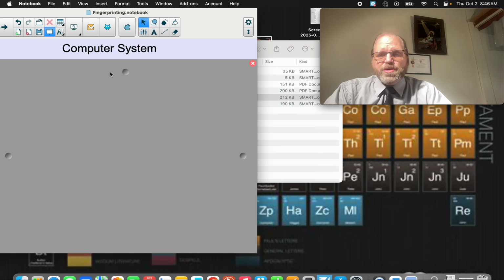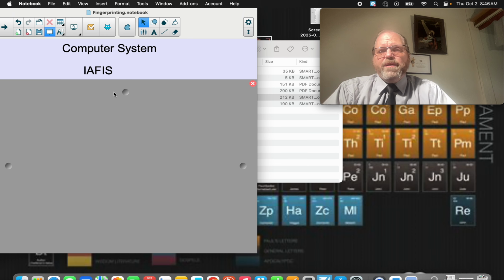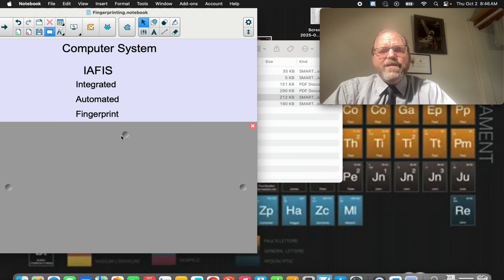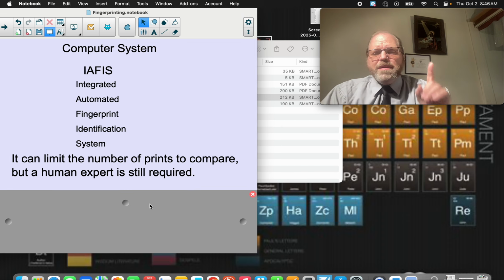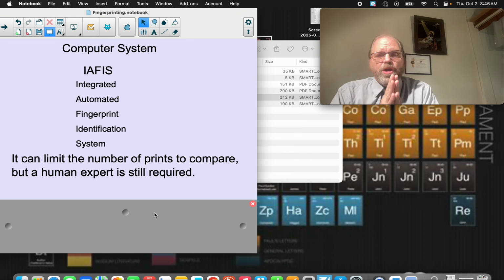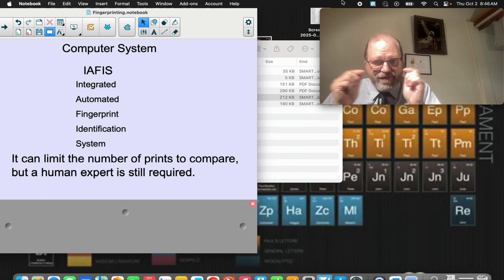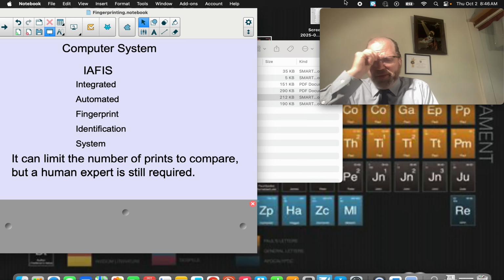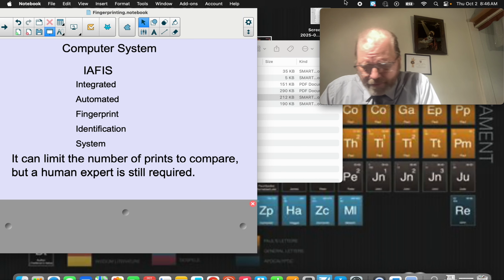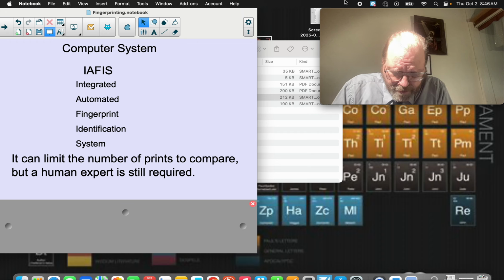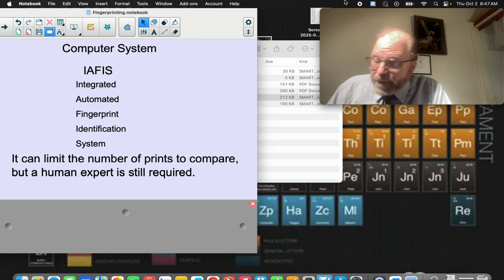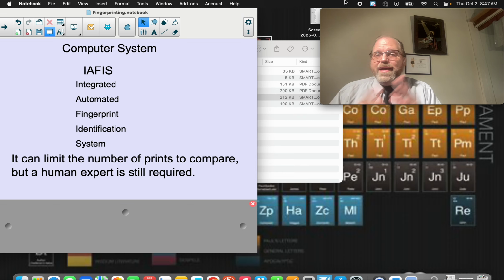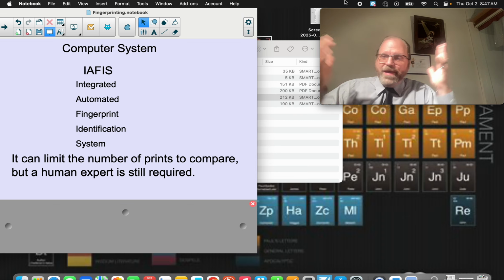That computer system we're talking about is called IAFIS. Now, IAFIS stands for Integrated Automated Fingerprint Identification System. It can limit the number of prints down to compare, but a human expert still needs to make the match. Why don't they do that in the show? Well, it's not really exciting to see a person go back and forth, comparing the points. That's the process. It may take two or three hours to get all the points to exactly match up. That's not exciting. The computer's a lot quicker. That's why they show it that way.